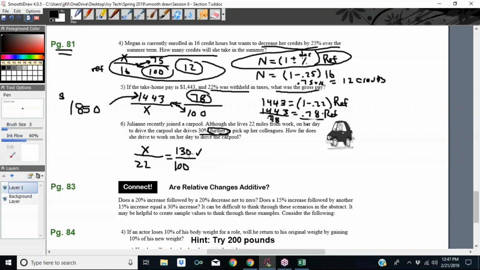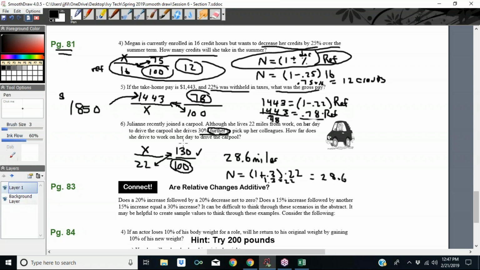So in this case, we had to add the 30%. So we're going to do 22 times 130 and then divide by 100, and we'll find out how far she has to drive. Yeah, it looks like 28.6 miles. And then if we set that up with an equation, we'd say the new amount is 1 plus 0.3 times 22. So 1.3 times 22. And it is 28.6. So you should have found a number that is bigger than 22.